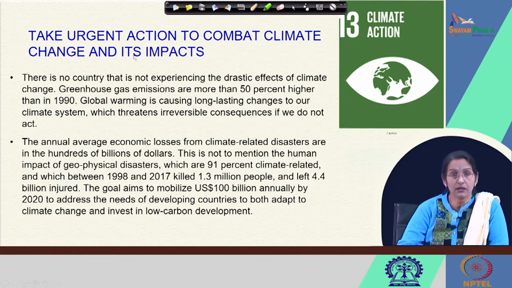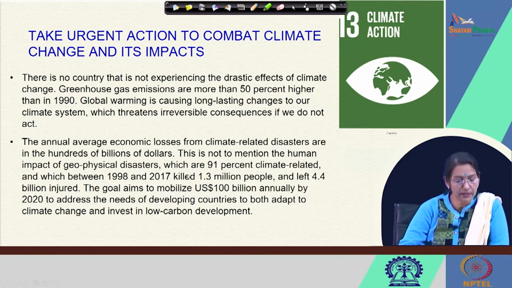So, it is a need of the hour and of utmost importance to take urgent action to combat this climate change and its impact, that means its greenhouse impact. Greenhouse gas emissions are more than 50% higher in comparison to the 1990s, and global warming is actually the cause of long lasting change in our climate system. That is why geophysical disasters are taking place, and almost 90% of climate related things are affecting our environments.